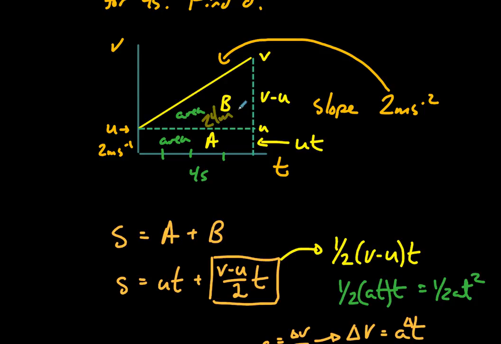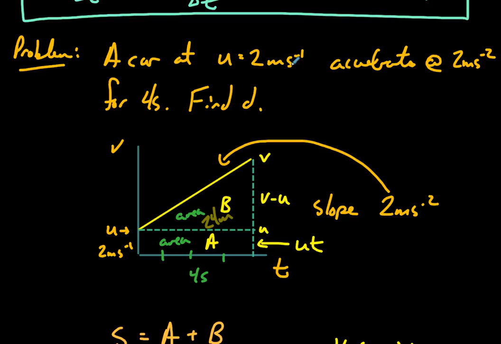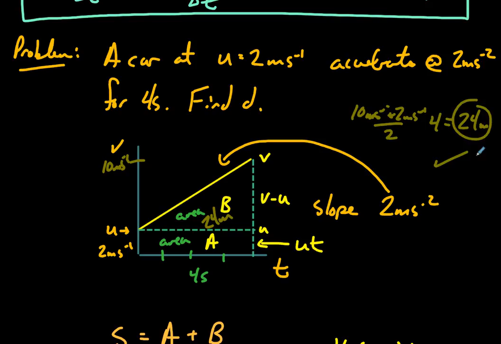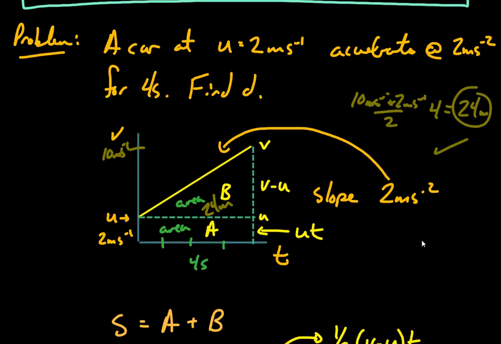All right, and we can easily check that against our other formula if we wanted. We have 2 meters per second, and we accelerate at 2 meters per second squared for 4 seconds. So we'll end up going 8 meters per second faster, ending at 10 meters per second. 10 meters per second plus 2 meters per second divided by 2 times 4. So 12 over 2, 6 times 4, 24 meters. Check. Both formulas agree, and that's what we want.